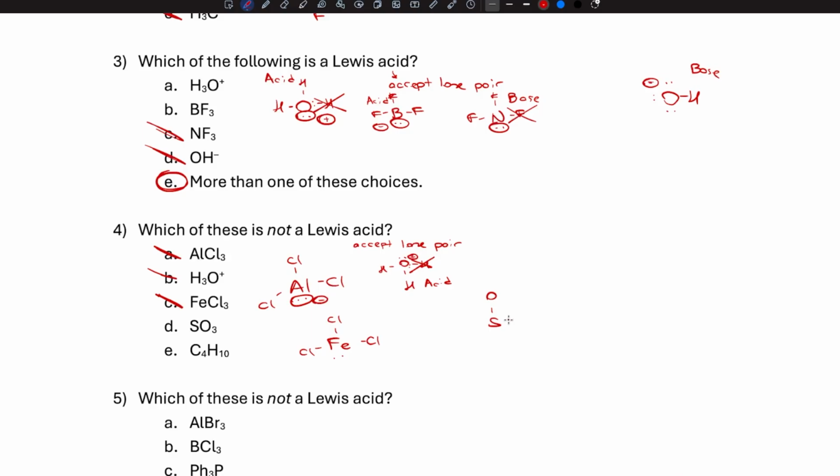SO3 now should look something like this, right? Yep, six bonds. And so what can actually happen is we can break one of these bonds and then add an extra lone pair on sulfur. Sulfur can definitely go past that octet rule. We talked about that in the Lewis structure video. And so it can also act as an acid. While C4H10, I'm going to draw this as a bond line, there's no way you can break off one of the hydrogens. Remember, carbons don't let go of hydrogen just like that. And so it will not act as an acid. Okay, and so this definitely will not act as an acid.